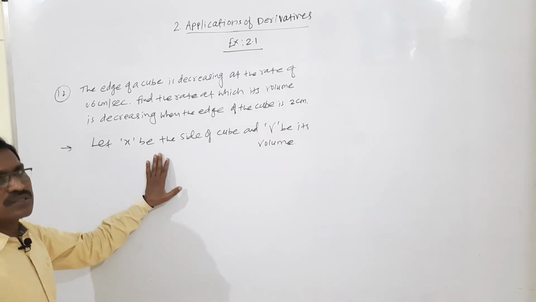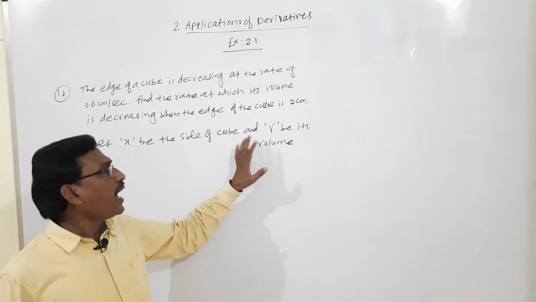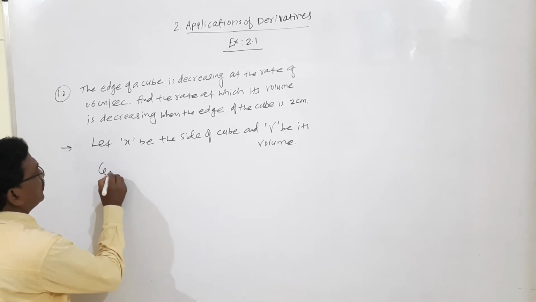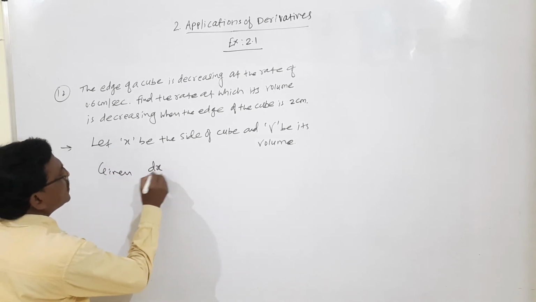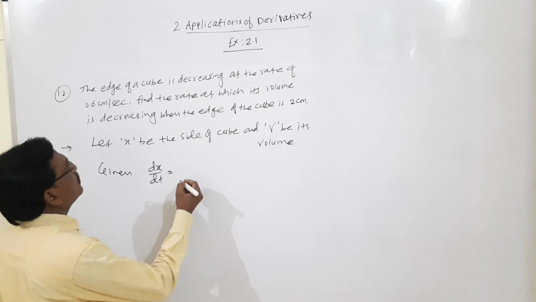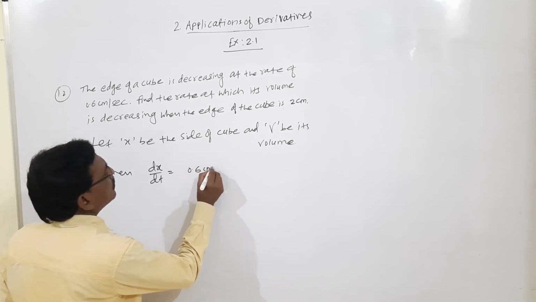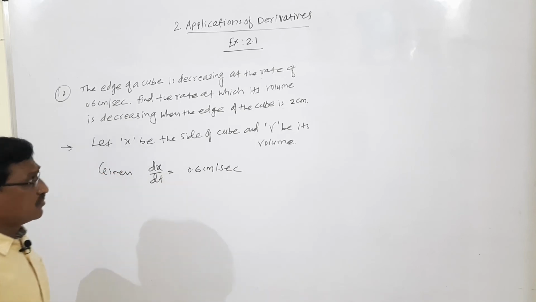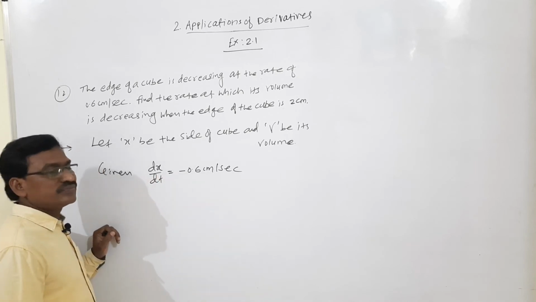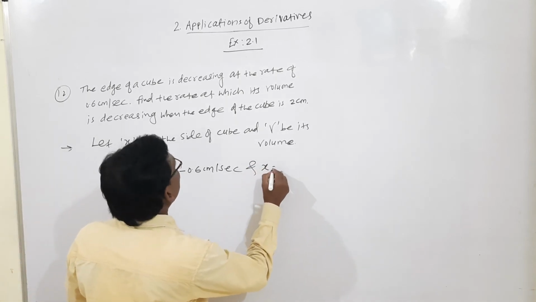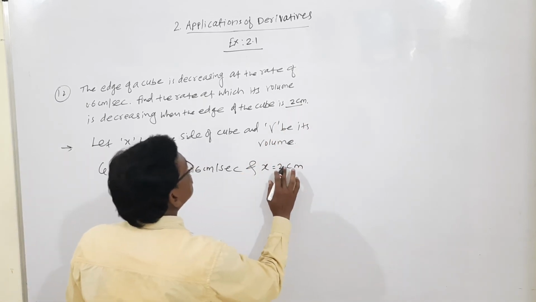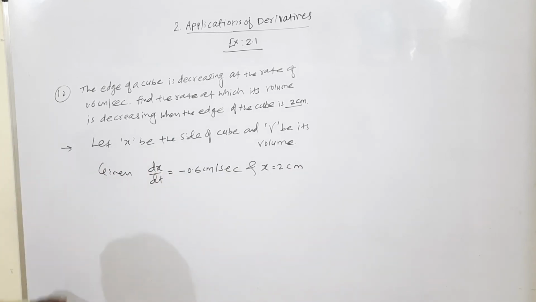So let x be the side of the cube and V be its volume. So given dx by dt, the decreasing rate of the edge of the cube, is 0.6 centimeter per second. Since it is a decreasing rate, we take a minus sign here, and x equal to 2 centimeter is the edge of the cube.